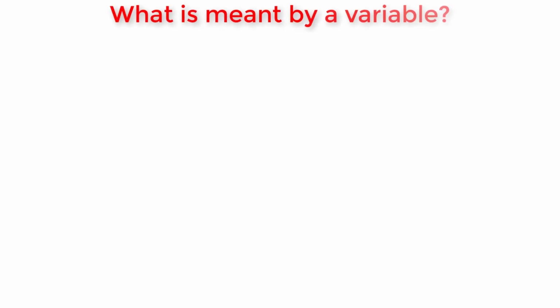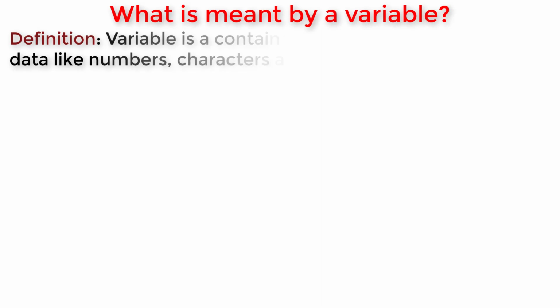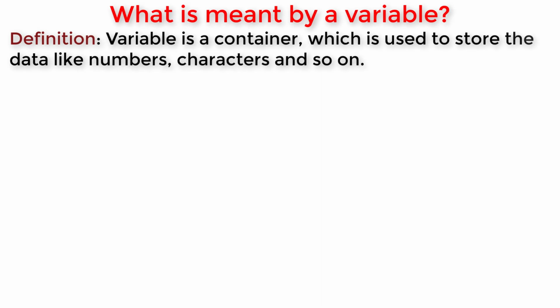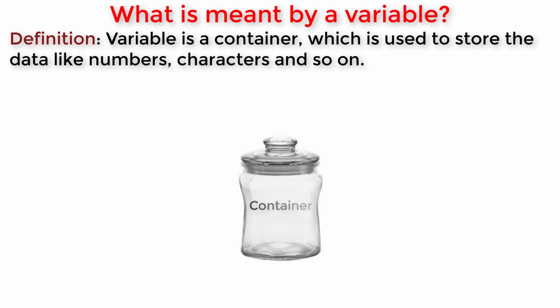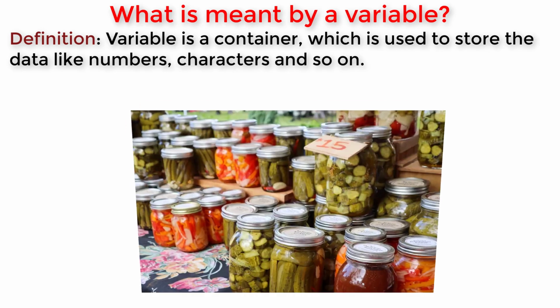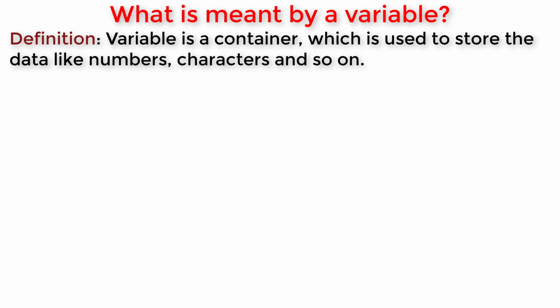First we will discuss what is meant by a variable. A variable is a container which is used to store data like numbers, characters, and so on. Let's take an example for better understanding. Consider a jar, which is a container. Assume the jar as a variable. We use this jar to store some food, or water, or pickles. Like that, here a variable is a container that is used to store some data.